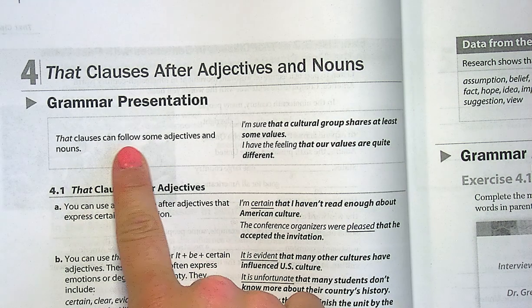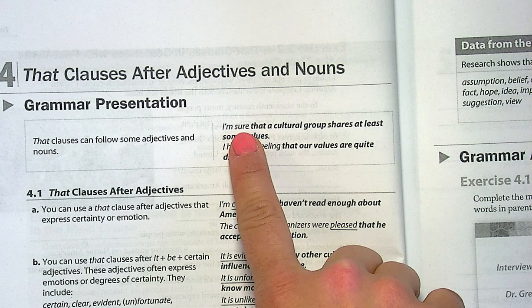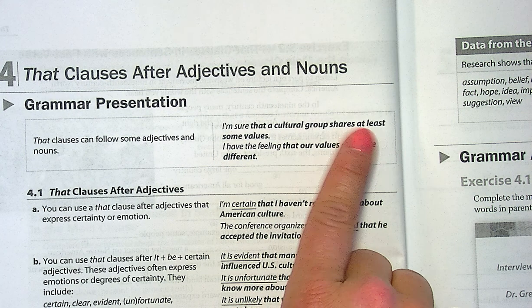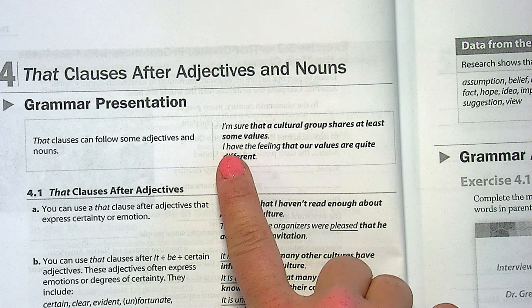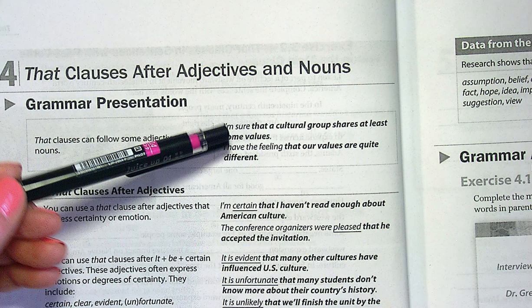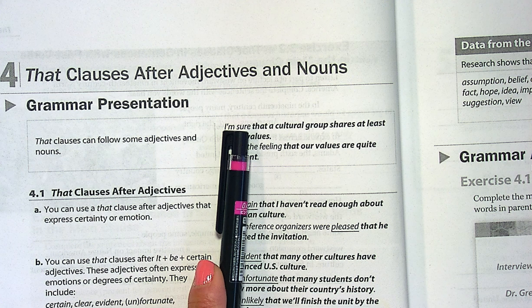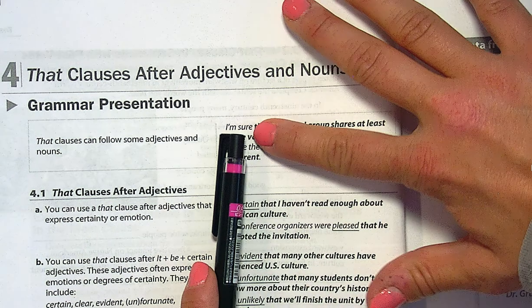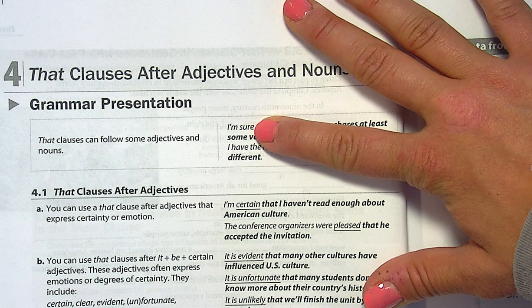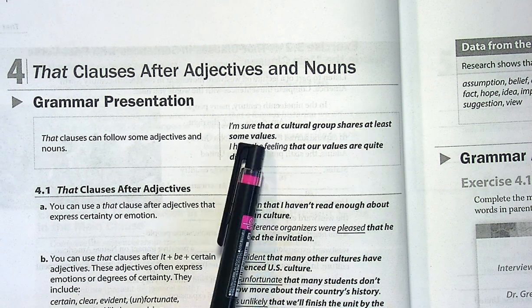That clauses can follow some adjectives and nouns. For example, I am sure that a cultural group shares at least some values. I have the feeling that our values are quite different. In the first example, we can see that this word sure is an adjective. I am happy, I am sad, I am sure. So it's an adjective. And then we could ask the question, what are you sure of? Or what are you sure about? I'm sure that a cultural group shares at least some values.